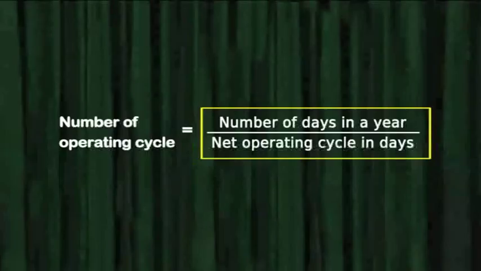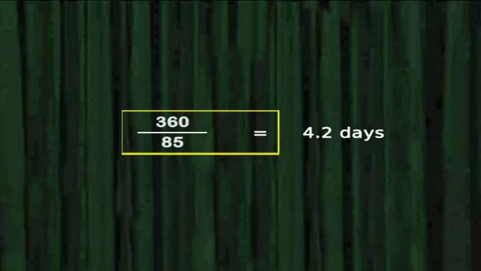Now, we have to find out how many times this operating cycle has to run. So, there is a formula, that is number of days in a year divided by net operating cycle in days, which we have computed as 85. So, the answer will be 360 divided by 85. It will give us the figure of 4.2 days. With this, we have learned the method of computation of operating cycle and the number of operating cycles which will run in a year.